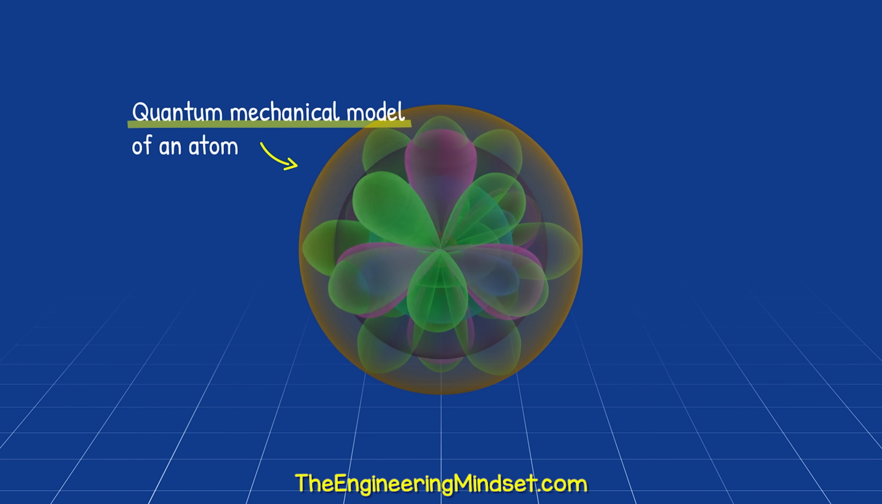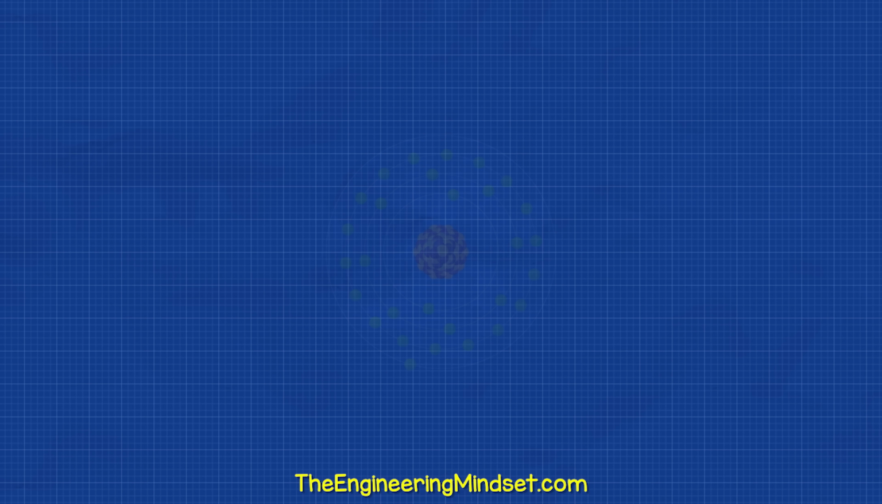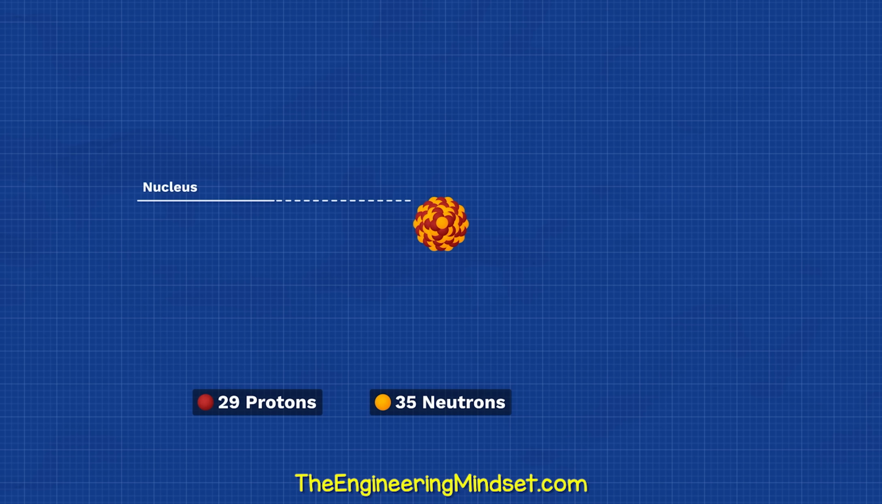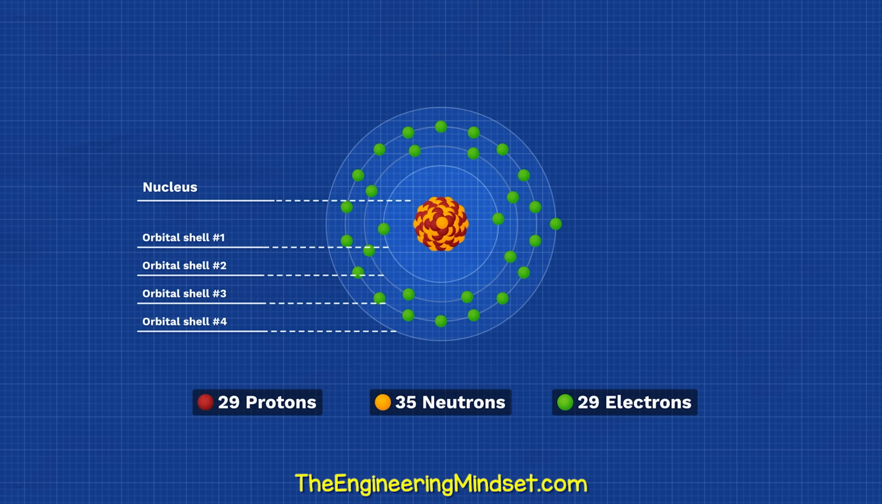This is very complex and beyond this video, so we're going to use the Bohr model. This shows that the copper atom has 29 protons and 35 neutrons at the center, which forms the nucleus. It also has 29 electrons around the nucleus in different orbital shells. In the outermost valence shell, there is one electron, which is free to move around to other copper atoms.